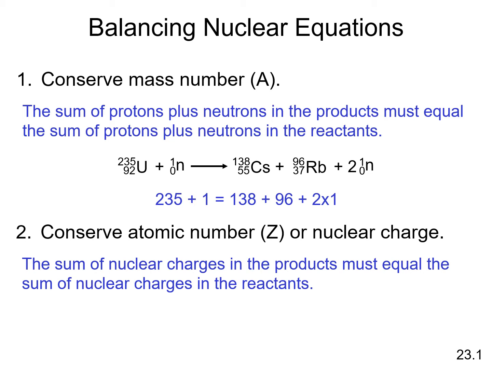So 55 plus 37, that's 92. As well as the sum of protons and neutrons: 235 plus 1, that's 236. And on the right side, 138 plus 96 plus 2 neutrons, that's also 236. Again, of course, the atomic number or the nuclear charge must also be balanced.